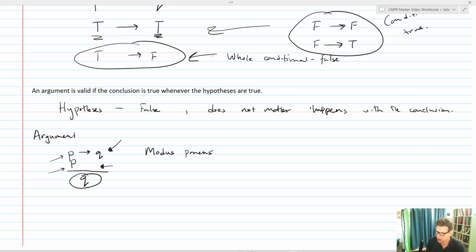Okay? So if we start out here, we're going to start out with P implies Q, and we know that that's going to be true under the instance in which we got true implies true. Okay? It's also going to be true when we have false implies true, and we also have false implies false. Great. Okay? Now, so that's for the conditional. These are what make the conditional true.